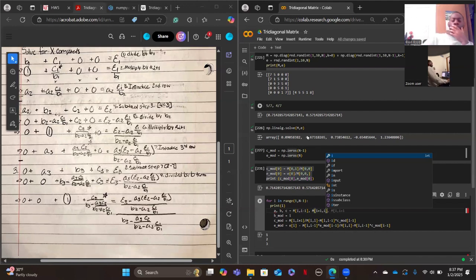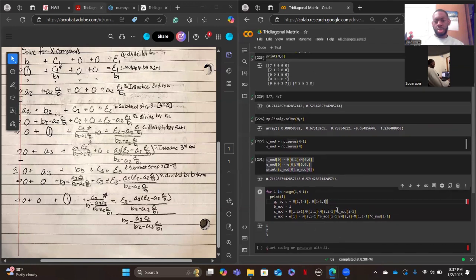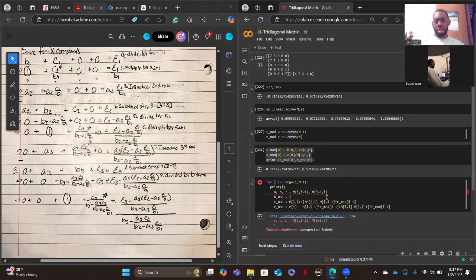Trying to think here. So we have I, and I minus one would be two. Let me just see what A and B are right now. This should be fine. Unexpected end.